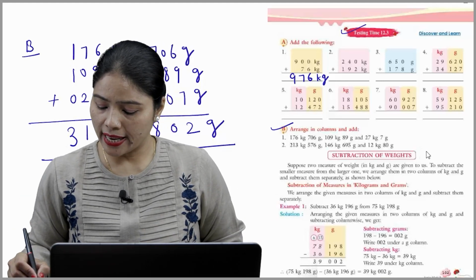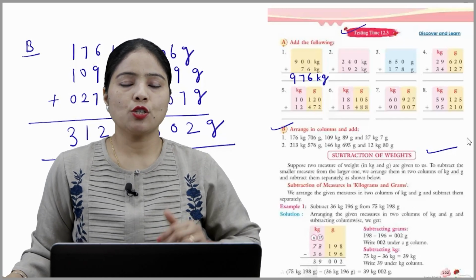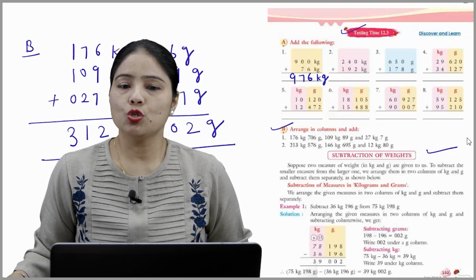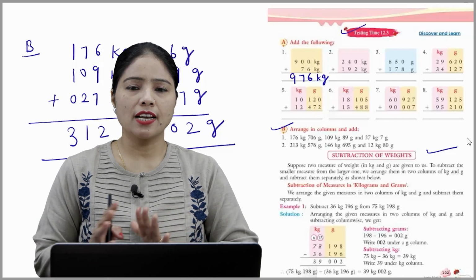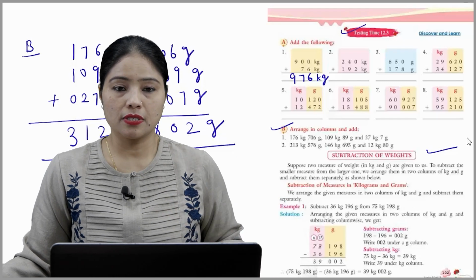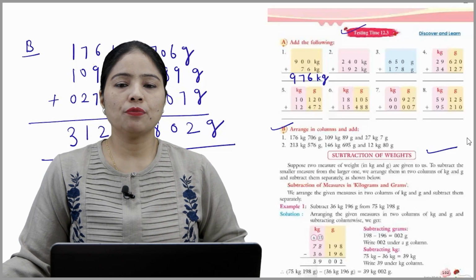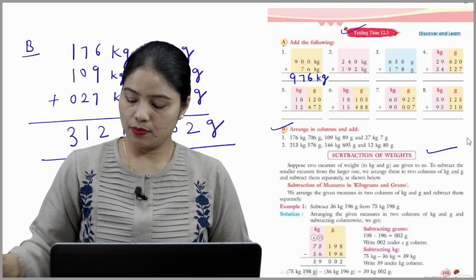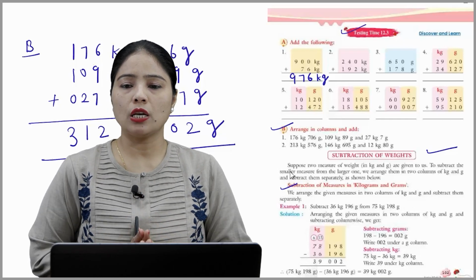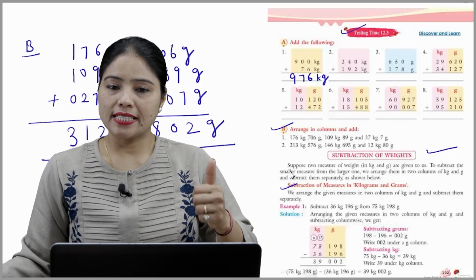So now move on next, which is subtractions of weights. Suppose two measures of weight, that is in kg and gram, are given to us. To subtract the smaller measure from the larger one, we arrange them in 2 columns of kgs and grams and subtract them separately as shown below. Subtractions of measures in kilograms and grams. So हम कैसे करेंगे? Let's see. We arrange the given measures in 2 columns of kgs and grams and subtract them separately. Example number 1.